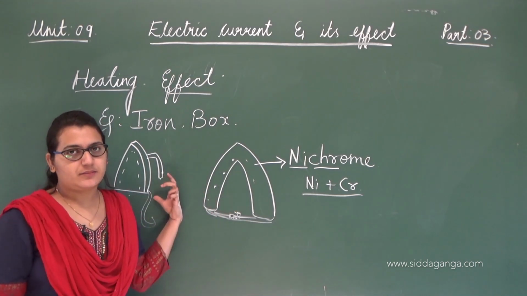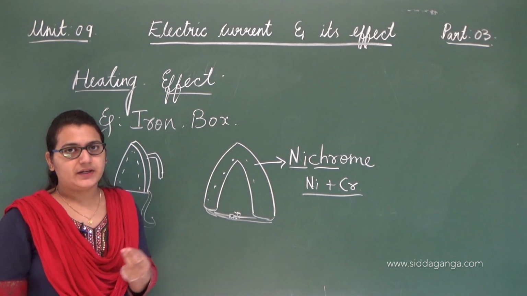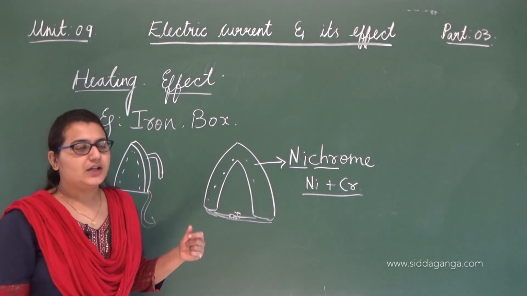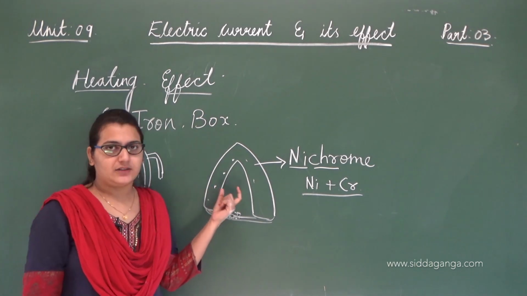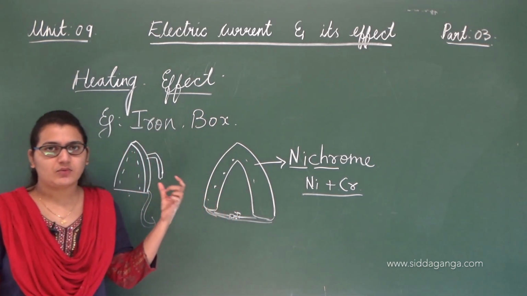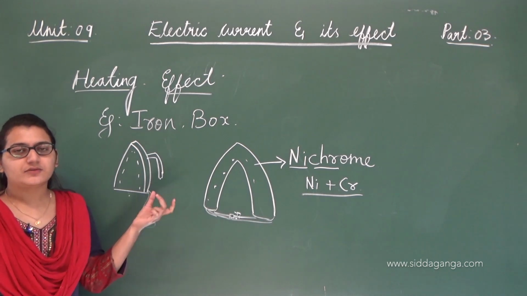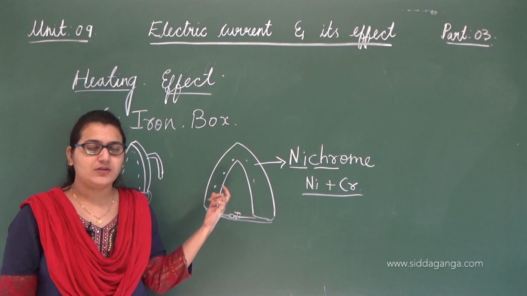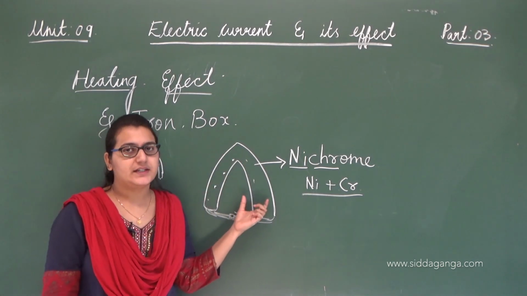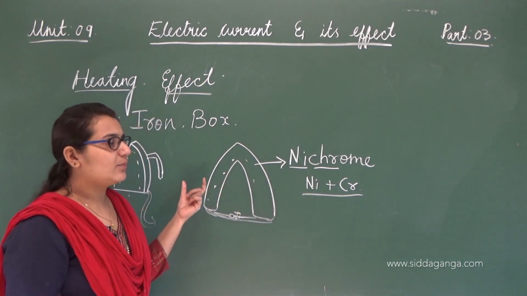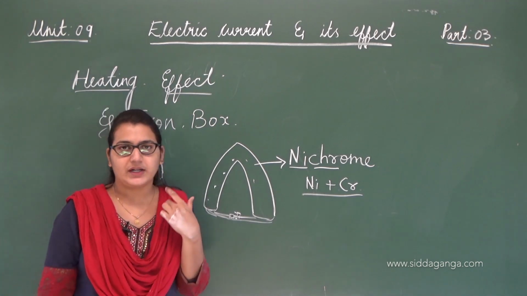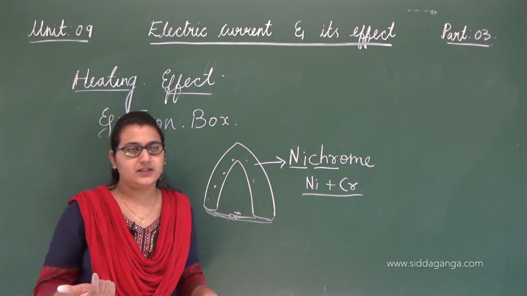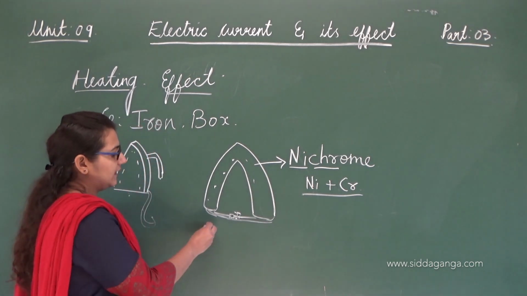Inside these iron plates we have some element, some metal which makes use of electric current and gets heated up. If we don't have this material, do you think the iron box gets heated up? Of course not. Because of this element present inside the iron box, when the current passes, it heats up. This type of material, which gets heated up due to electricity, is what we call a heating element.